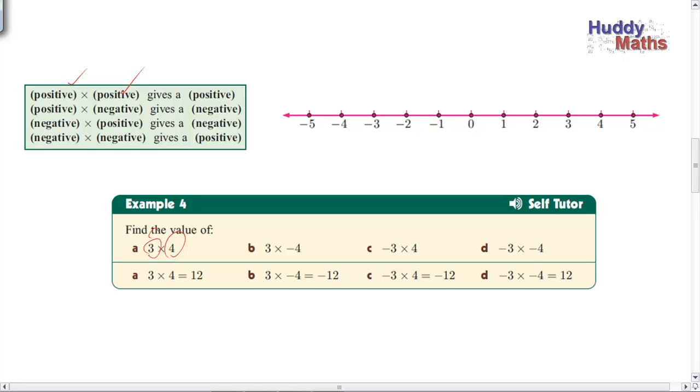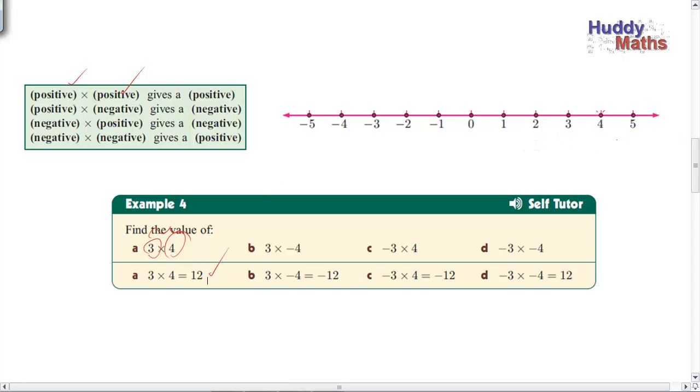What does 3 times 4 mean? It means 3 lots of 4. So 4's out here. We've gone this far, +4. If we do it 3 times, that's going to be 12 units that way, isn't it? So that's okay to understand.